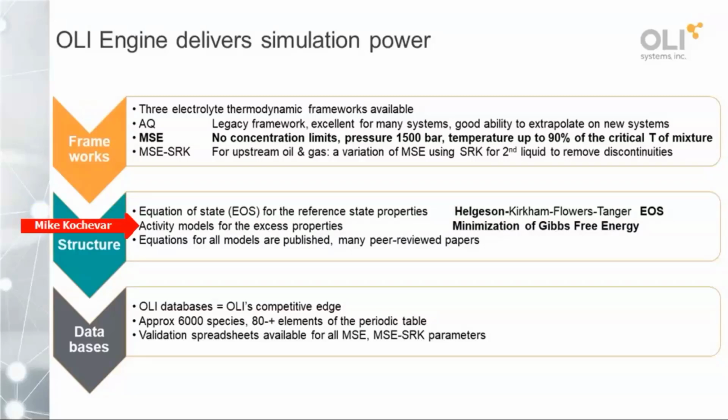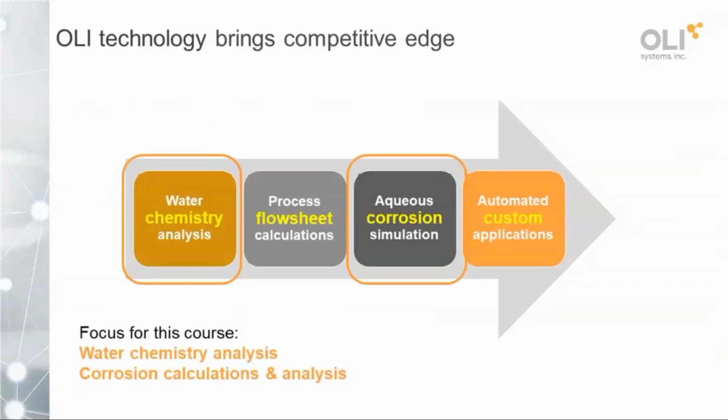In terms of the database, we've got about 6,000 species in the database and 80 plus elements of the periodic table. So you can see very broad coverage, very wide range of industries that we can cover. And you can define the software appropriately to assess the particular applications that you have. So we're going to look very quickly just at focusing on the chemistry aspect and the corrosion aspect of the software.